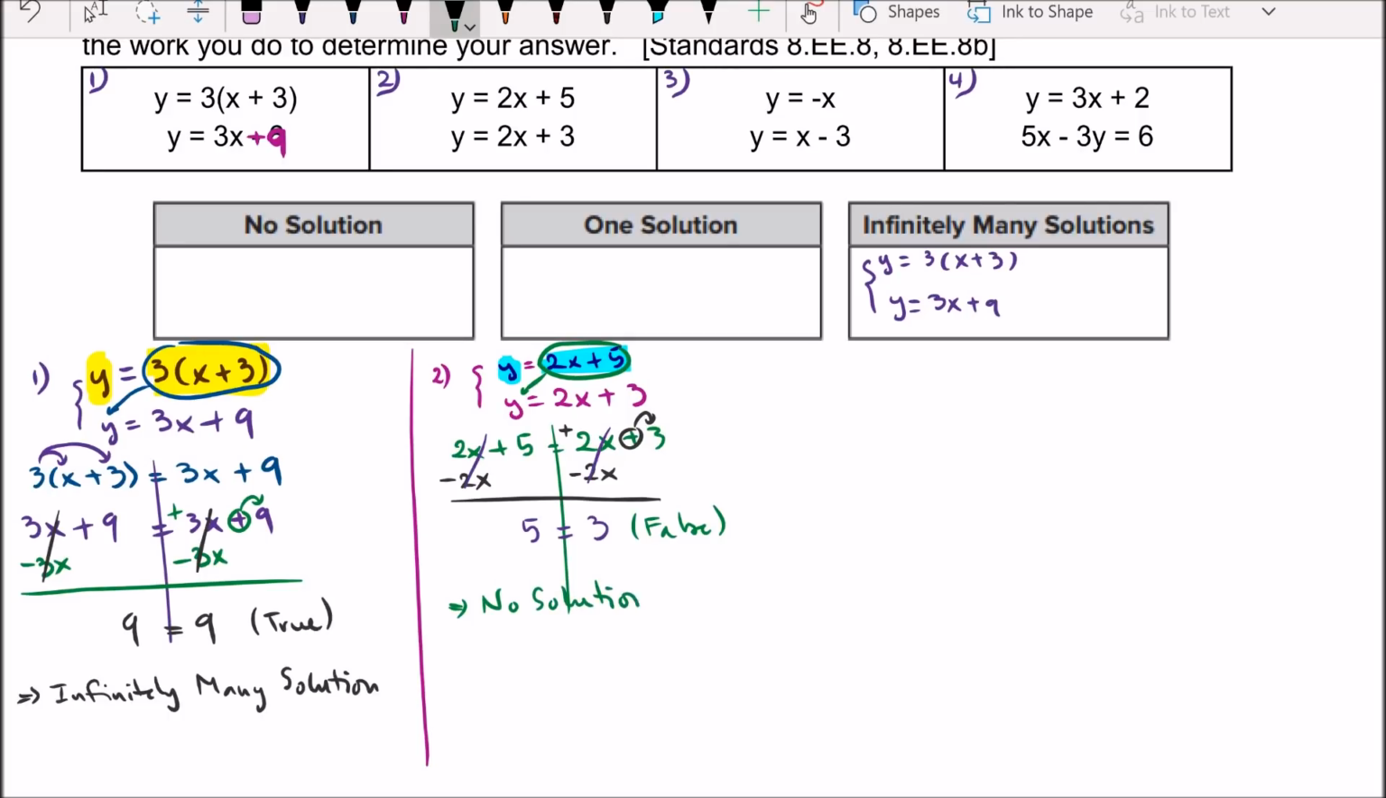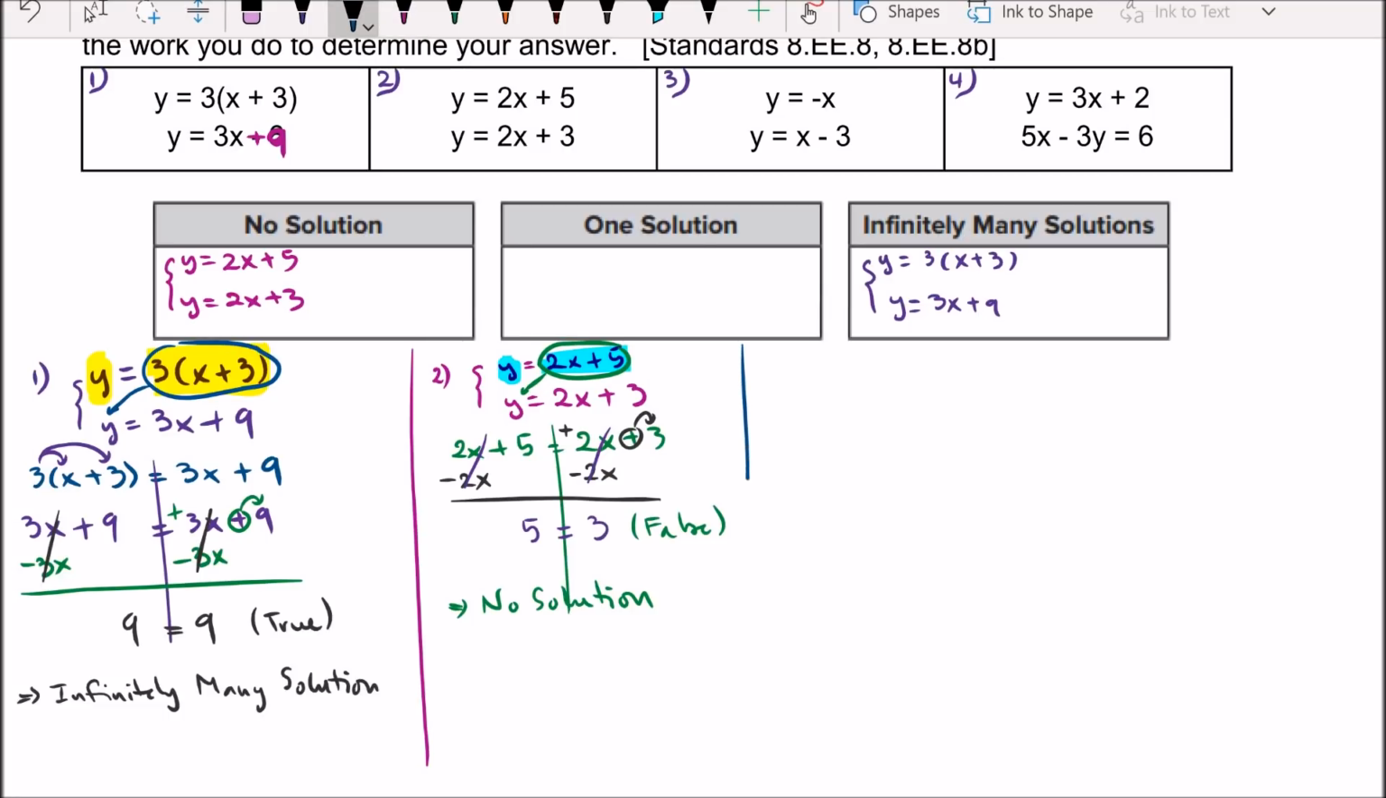No solution. Okay, so we're going to take number 2 and put it in the first box, where the no solution problem is supposed to go. So that will be y equals 2x plus 5 and y equals 2x plus 3. Okay, that's it for problem 2.